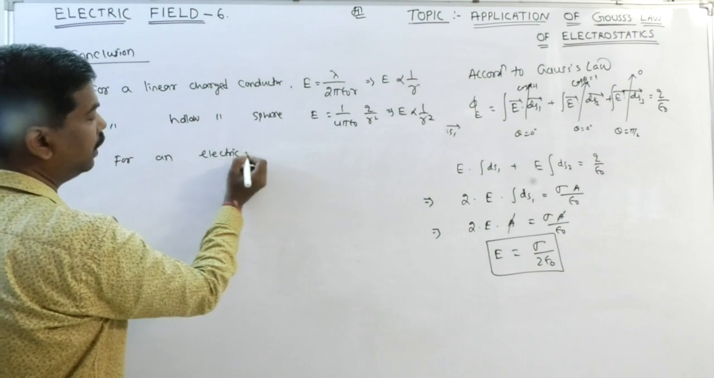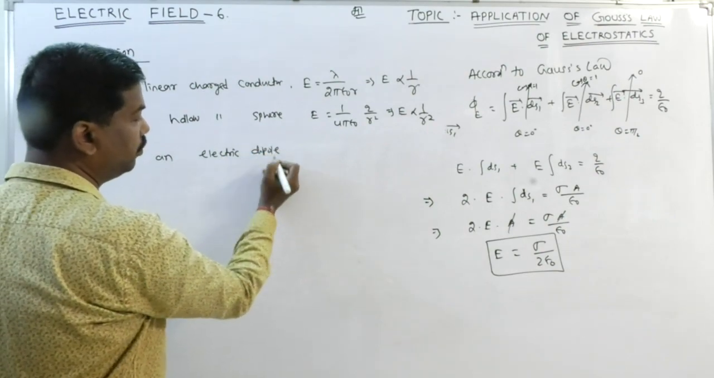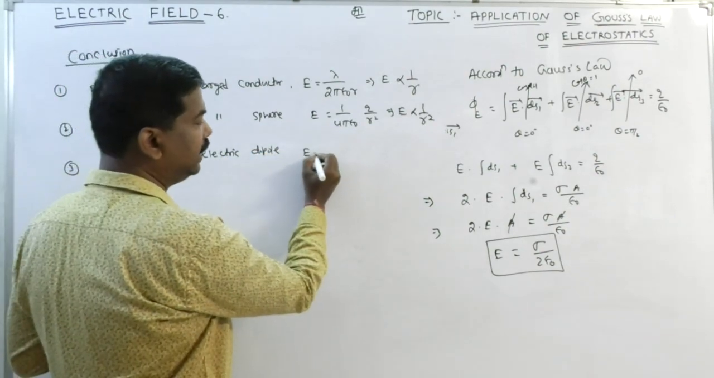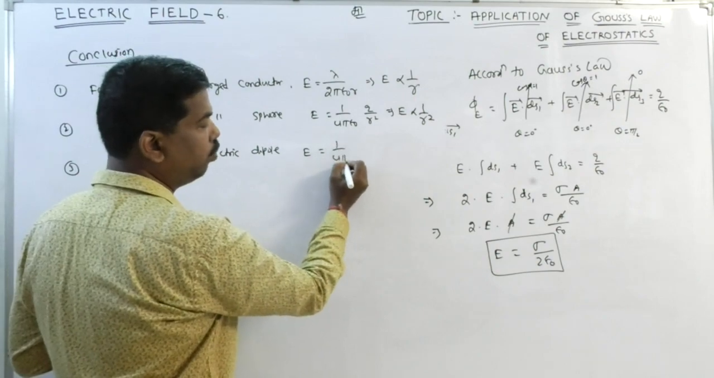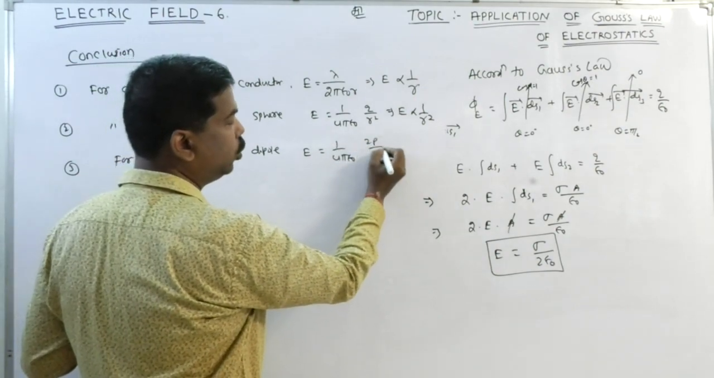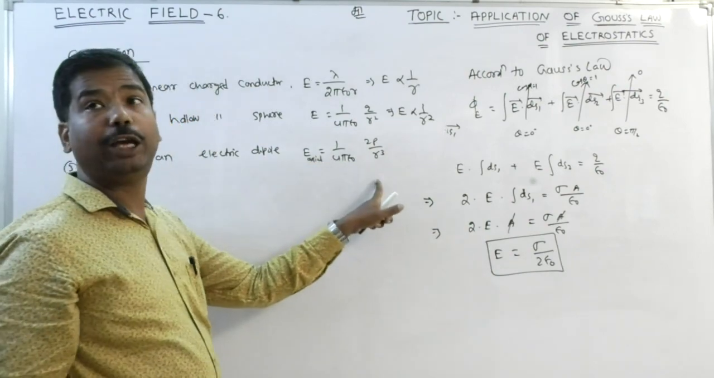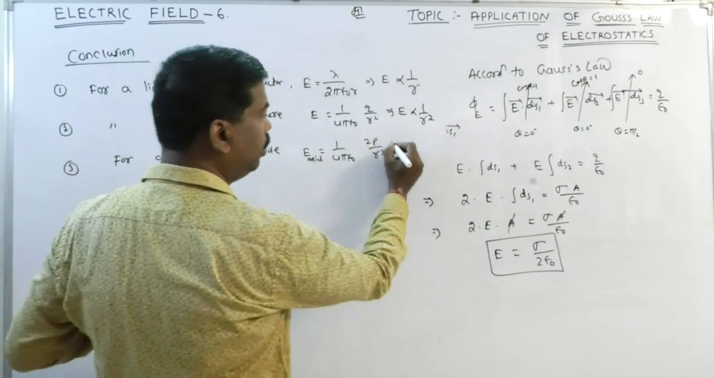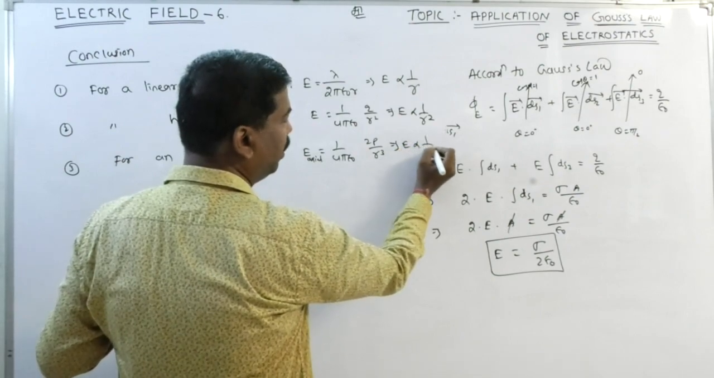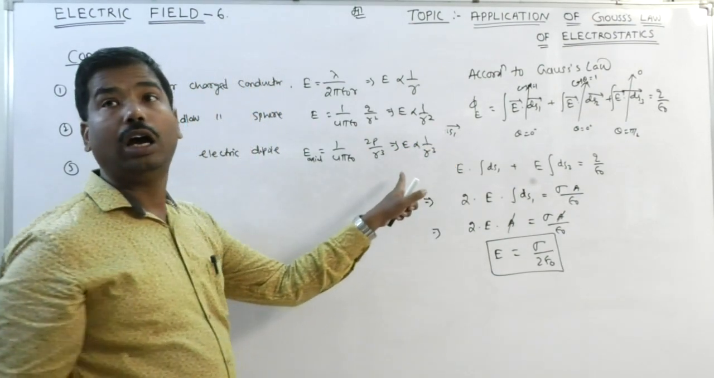For an electric dipole, E axial is equal to 1 by 4 pi epsilon 0 into 2 p by r cube, I have assumed the axial case with axial length, 2 p by r cube. So E is proportional to 1 by r cube.